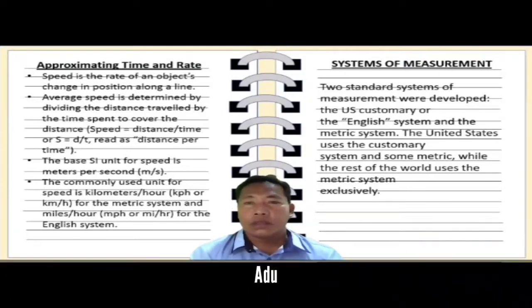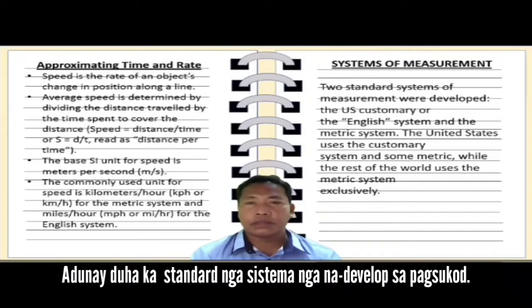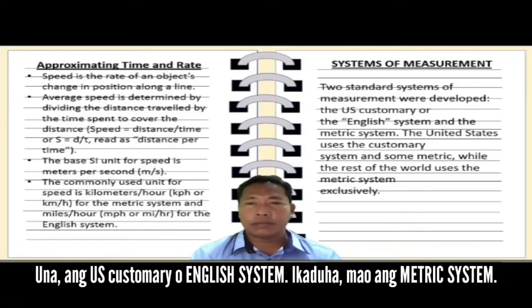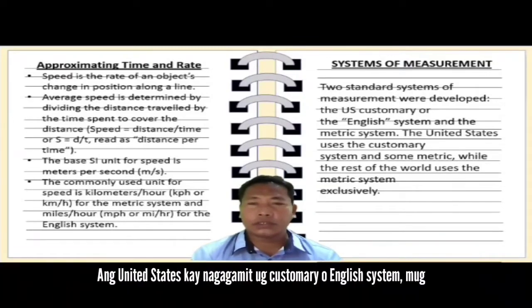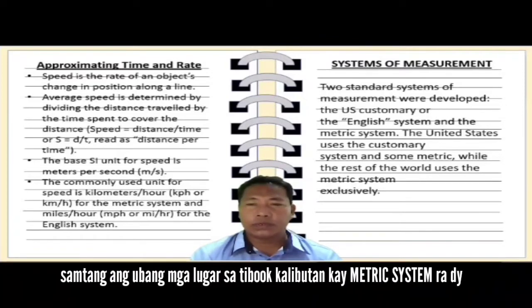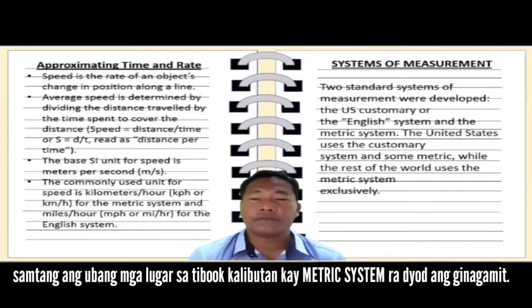Now, we have here the systems of measurement. Two standard systems of measurement were developed: the US customary, the English system, and the metric system. The United States uses the customary system and some metric, while the rest of the world uses the metric system exclusively.